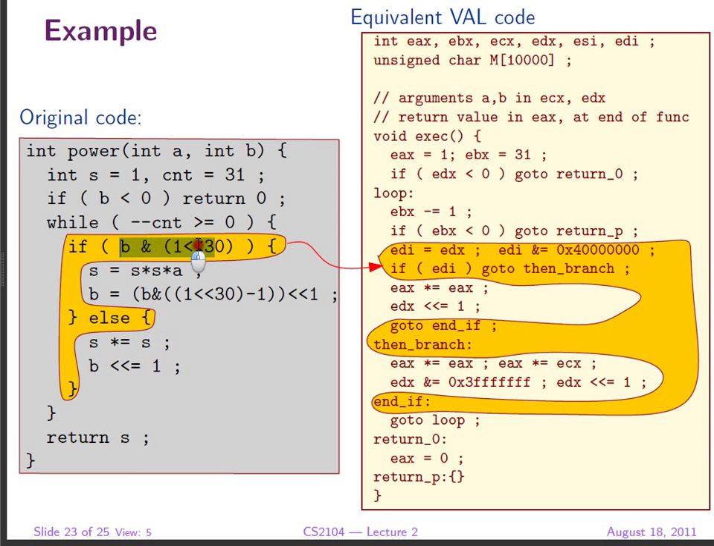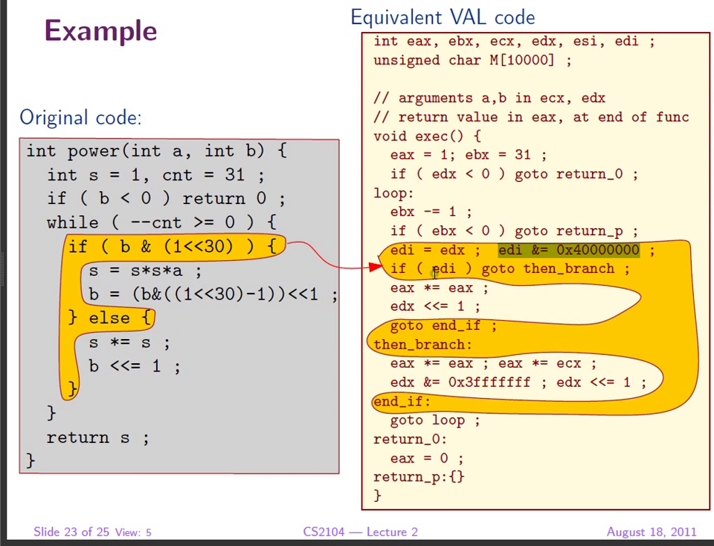So the first thing that we need to do is translate this expression. And this expression can no longer be performed in one step. We need two steps because we do not want to destroy the value of b. So we save EDX, which is the equivalent of b, into EDI, and then we conjoin EDI bitwise with the result of 1 shifted to the left by 30. So this is equal to this. At the end of this instruction, EDI contains the result of the Boolean test, and we have not destroyed the value of EDX.